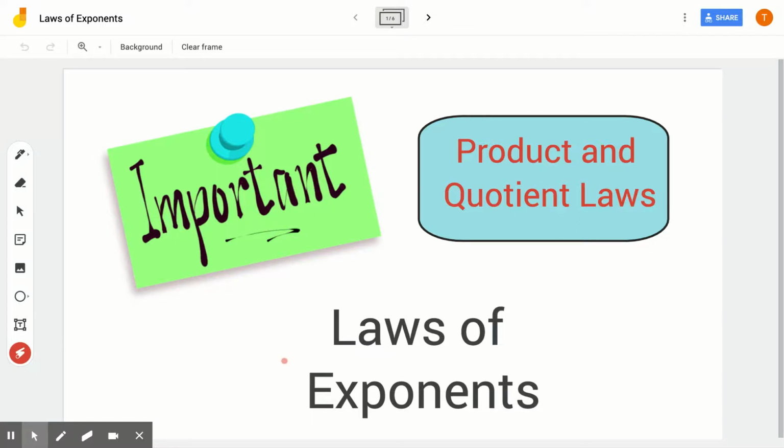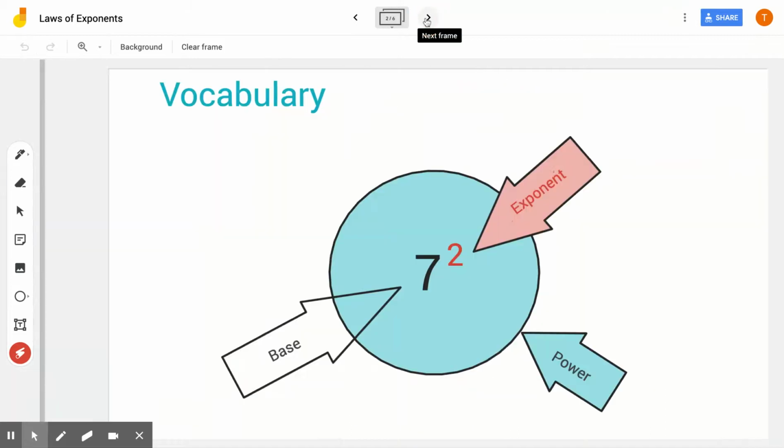Just going to talk a little bit today about the laws of exponents. This is an important thing to know. We're going to talk about two of these laws. There's two or three more, but right now we're just going to talk about the product and the quotient laws. So let's move on to our slide number 2.